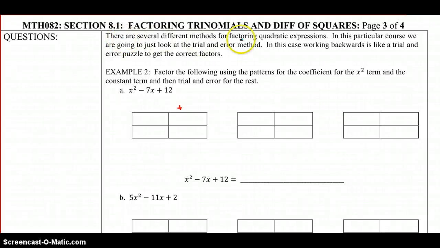So there are several different methods for factoring quadratic expressions. In this particular course, we're going to just look at the trial and error method. Now, some of you may know of other methods for factoring that are a little bit more methodical than the one that we're going to look at here. And if you still remember how to use those methods, they're perfectly fine to use.